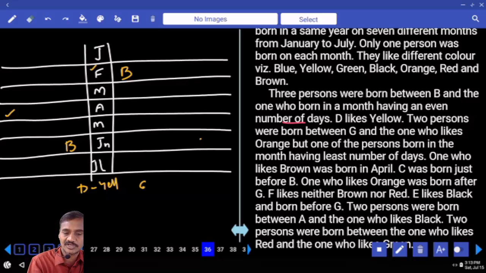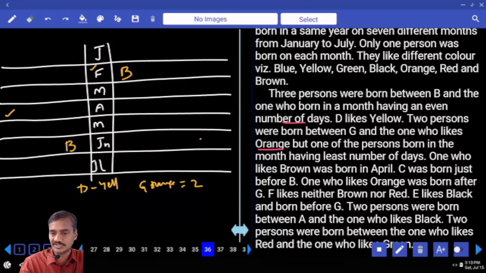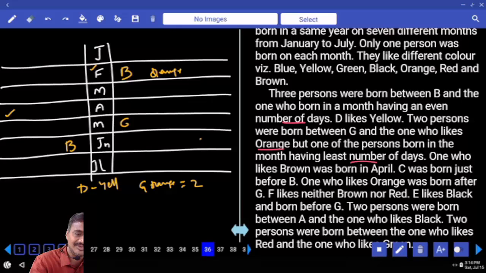D and yellow. And 2 persons between G and the one who likes orange. G and orange, how many? There must be exactly 2. But one of the persons was born in the month having the least number of days. One of the persons means either G or the one who likes orange. Isn't it? Now how many persons here? This person cannot be G. Orange is here. If orange is here, G will be here.